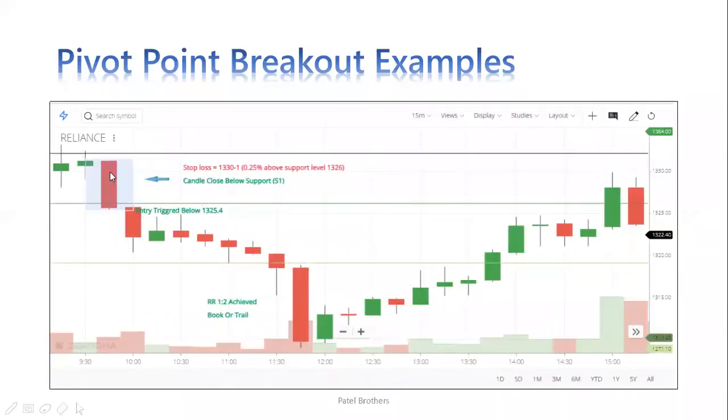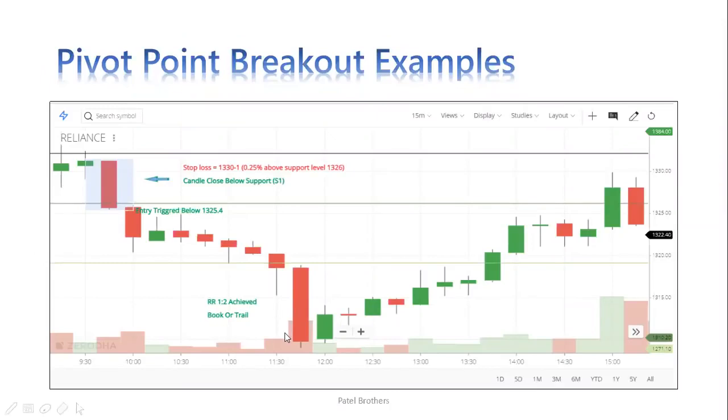So here also there was Reliance. In this candle it has closed below the S1. So once this close is done, we will be entering just below the low of this candle, which was 1325.4. In this candle you can place your stop loss 0.25% above the level of 1326. This line was 1326. If you count your stop loss as 0.25% above the support level, it will come near to this level, which is only 5 points of stop loss.